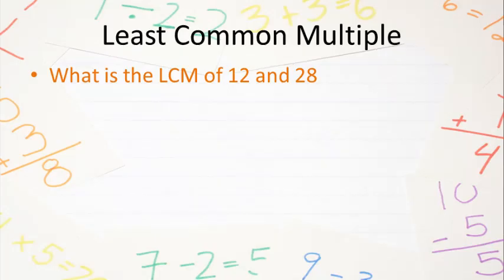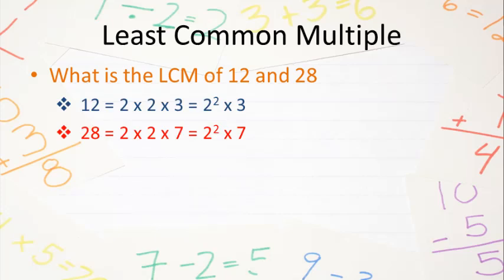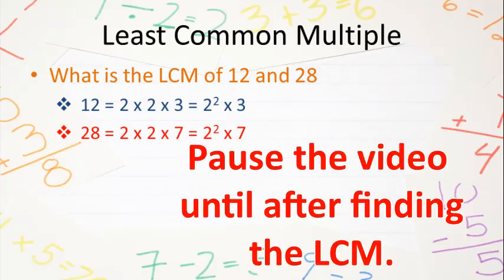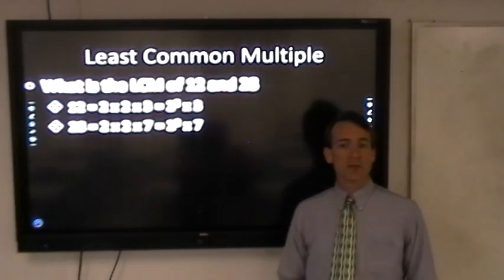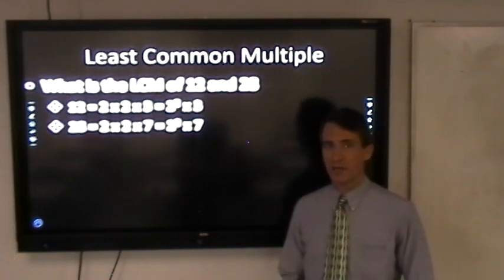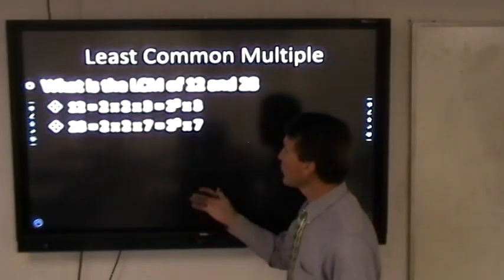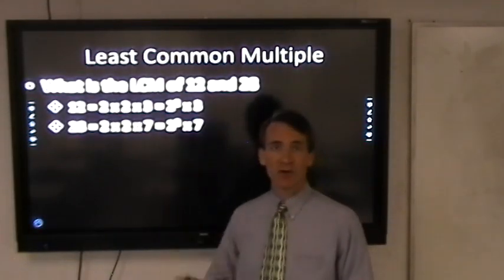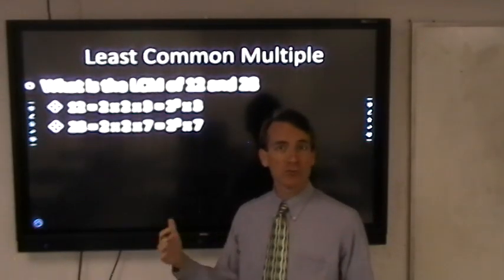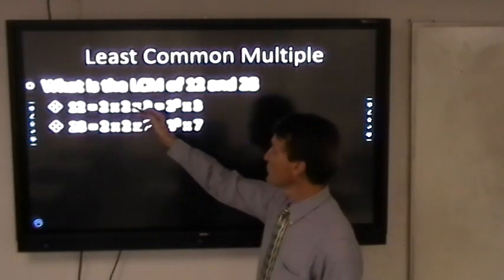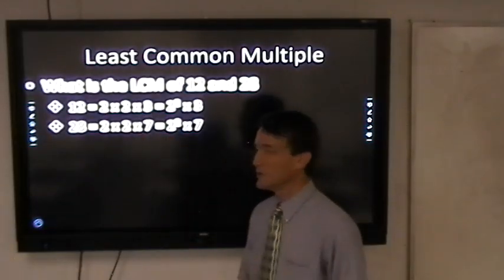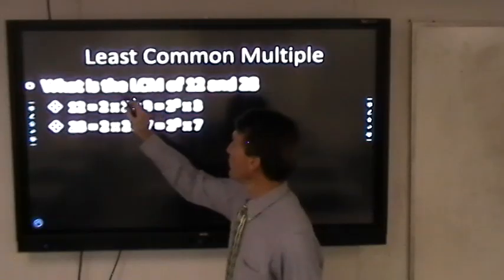Let's try 12 and 28. If I prime factor 12, we get 2 times 2 times 3. If I prime factor 28, I get 2 times 2 times 7. So the lowest common multiple between 12 and 28, if I prime factor, I want to grab as many of each number as I can, but I can only grab it from one group. So I can take 2 2's from the 12 or 2 2's from the 28. I'm just going to grab them from the 12.